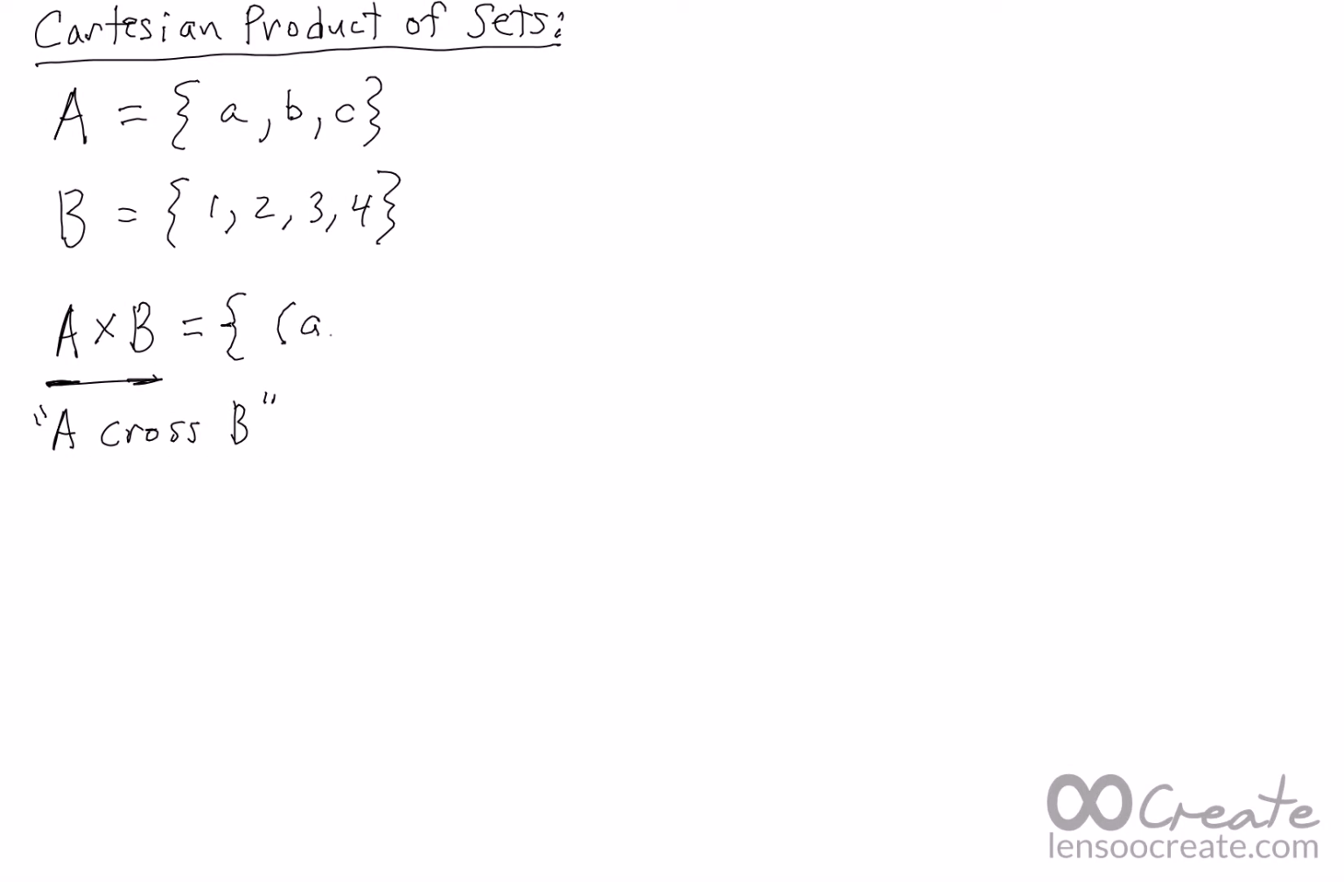So I'm going to have a, comma 1 as the first element of this set. I'm going to have a, comma 2. I'm going to have a, comma 3. And I'm going to put these things in parentheses separated by commas. Okay? And then I'm going to have a, comma 4. And then I'm going to move on to b and go 1 through 4, and c, 1 through 4.